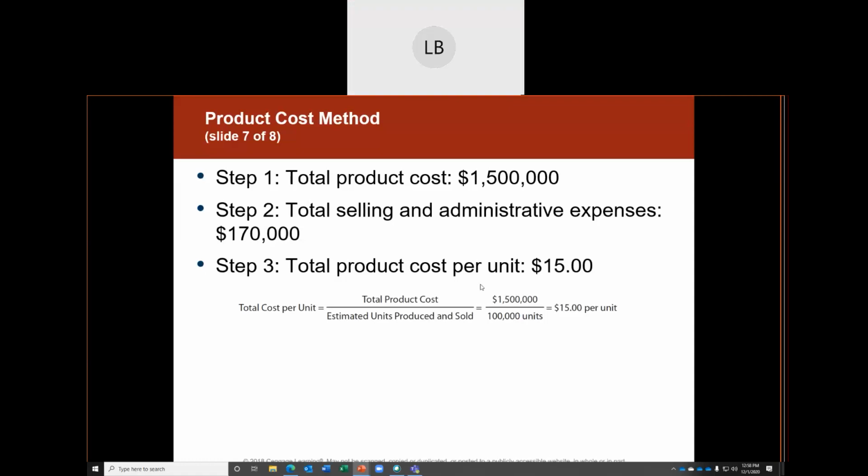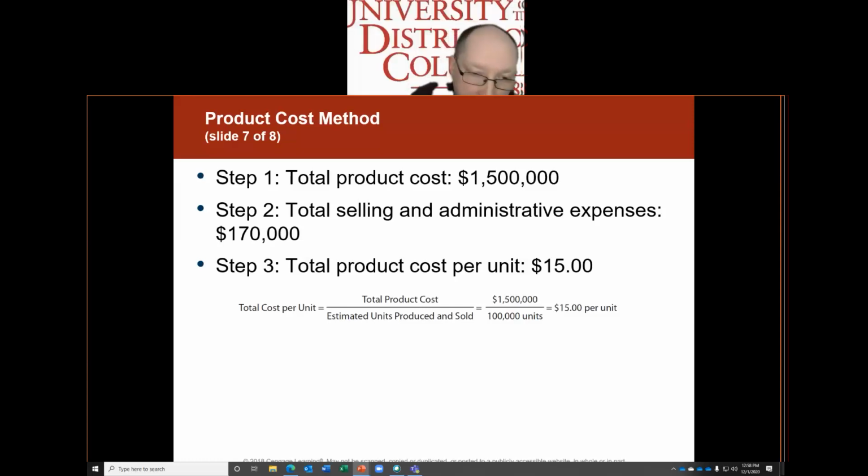I started that on the homework, and I kept coming up with 400,000, 300,000, 100,000, got 500,000. Yes, so you probably had these two reversed is my guess. So you want to take your total product cost divided by the units produced and sold. So 1.5 million divided by 100,000 units, $15 per unit.